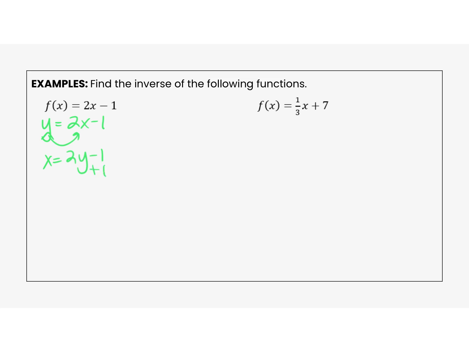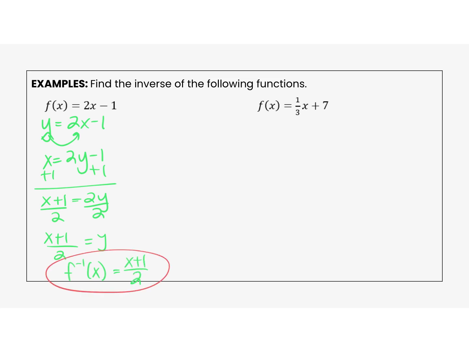So I'm going to add 1 to both sides. So I get x plus 1 equals 2y. Then I need to divide by 2. So I get (x plus 1) over 2 equals y. And then my last step is to replace that with f^-1 of x, which means the inverse of x equals (x plus 1) over 2. And that's my final answer.